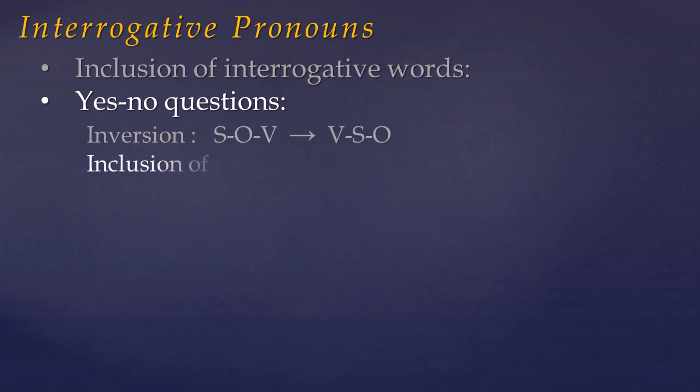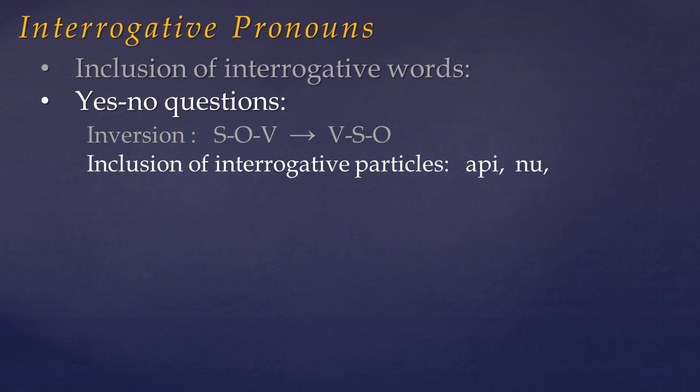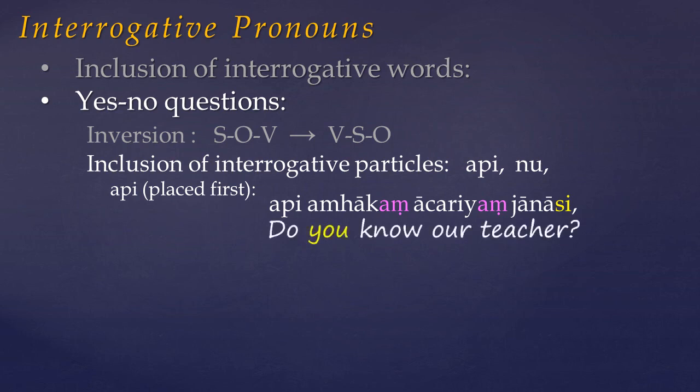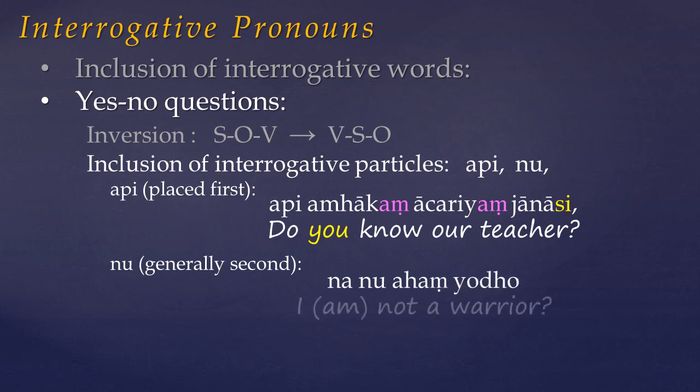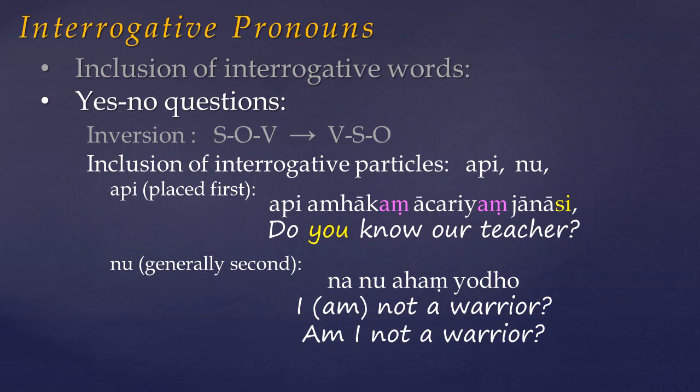And frequently Pali uses the interrogative particles api and nu. Api actually has many uses, but when used as an interrogative particle, it will come first in the sentence. Whereas the particle nu is actually enclitic, which results in it usually being the second word in the sentence. This example translates literally as, I am not a warrior. But with the interrogative particle, we may render this, am I not a warrior? Or, can I not be a warrior? Okay, there's actually a whole separate tutorial on this, so I'm not going to go into any more details here.